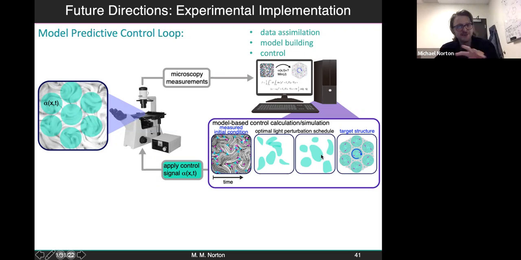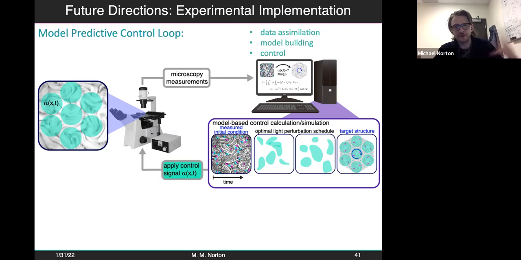And the reason why you would need to couple the control to the microscope is because it's very unlikely that the model is going to be totally correct. There's always going to be some amount of perturbations to the system that aren't captured. And so one would need to rerun the control repetitively to actually steer the system towards some desired configuration.